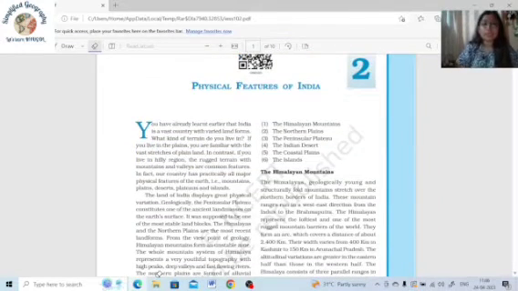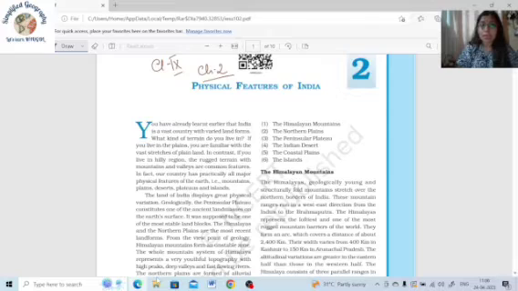Today we'll learn physical features of India, class 9. So it is the second chapter of class 9. Okay, chapter 2, physical features of India. Now we have already learned earlier that India is a vast country with varied landforms.